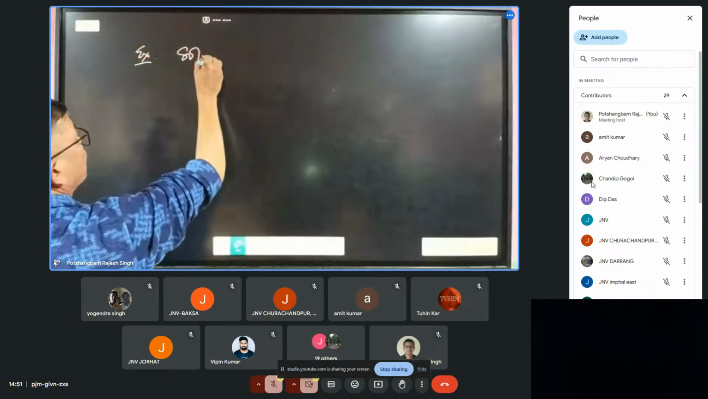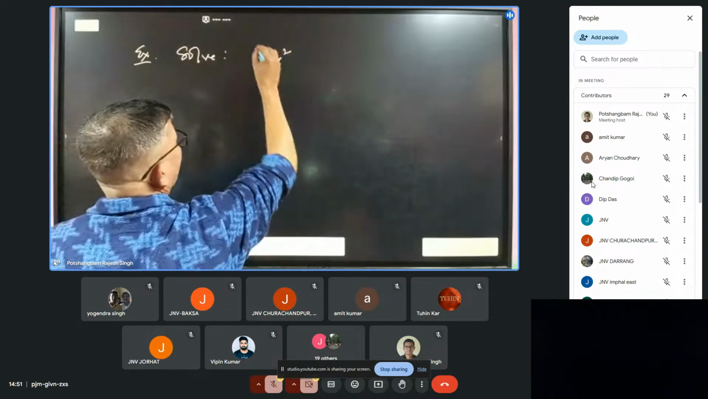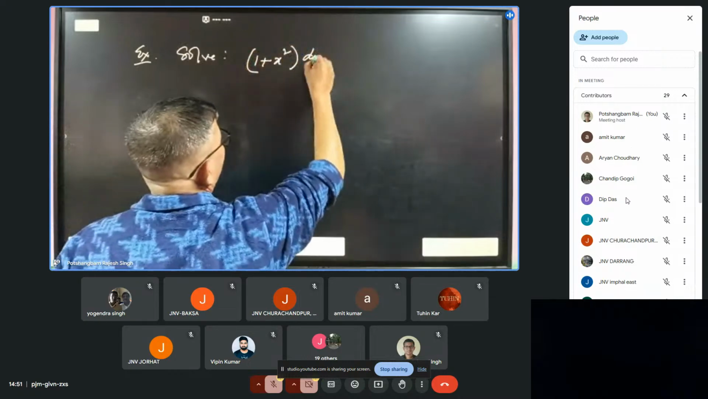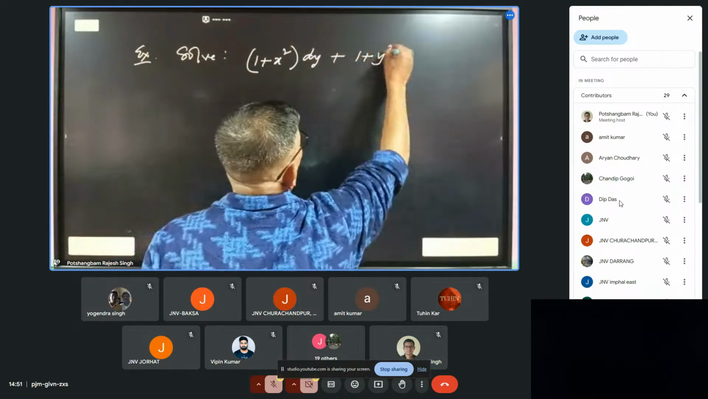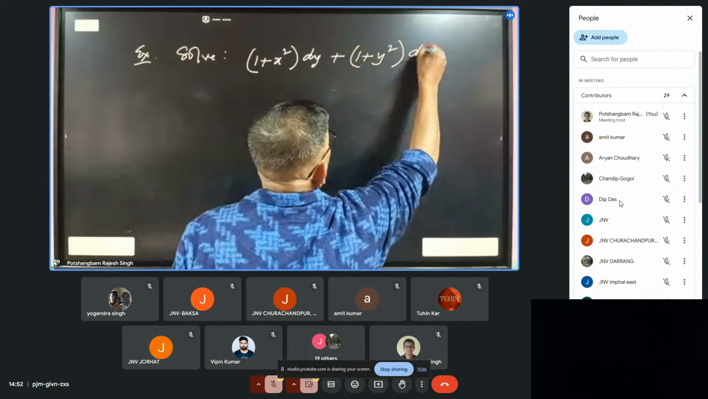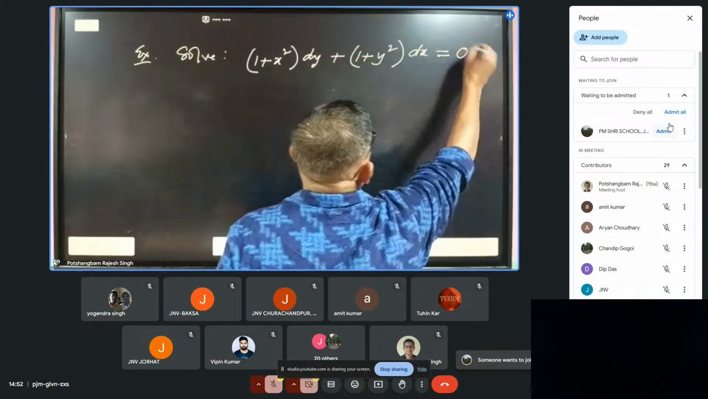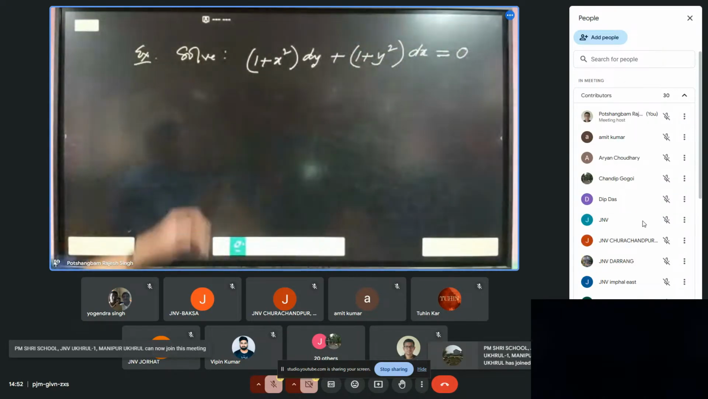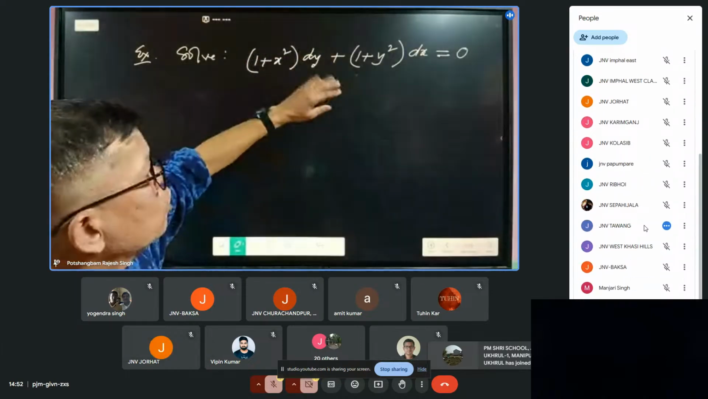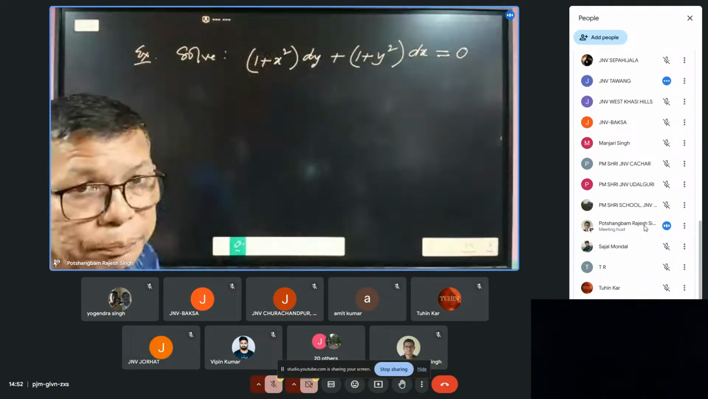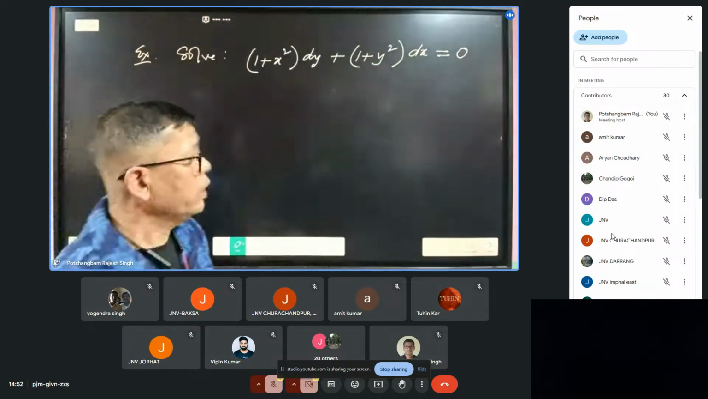Solve (1 plus x squared) dy plus (1 plus y squared) dx equal to 0. So they are giving a differential equation of order 1 and degree 1. So it is asking to solve. Here, listen to me.